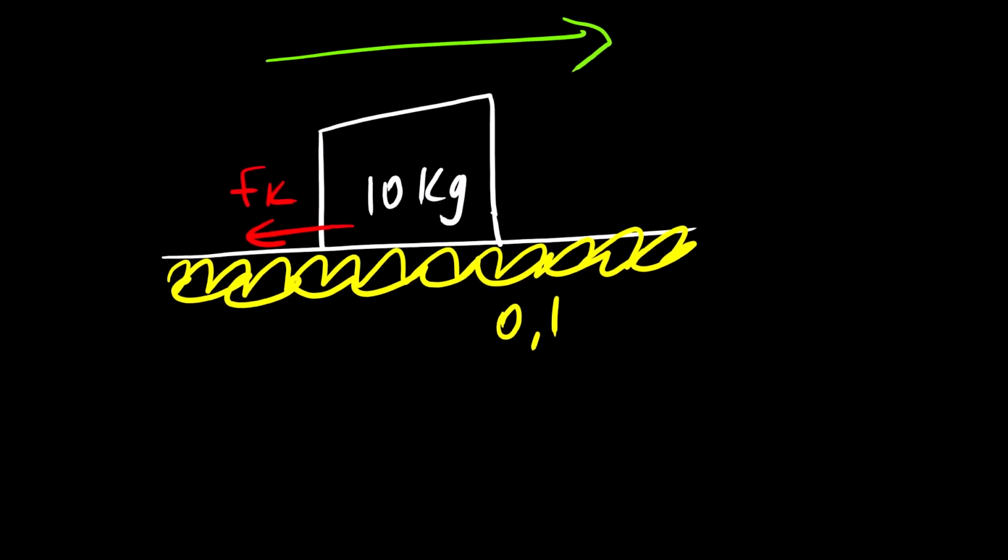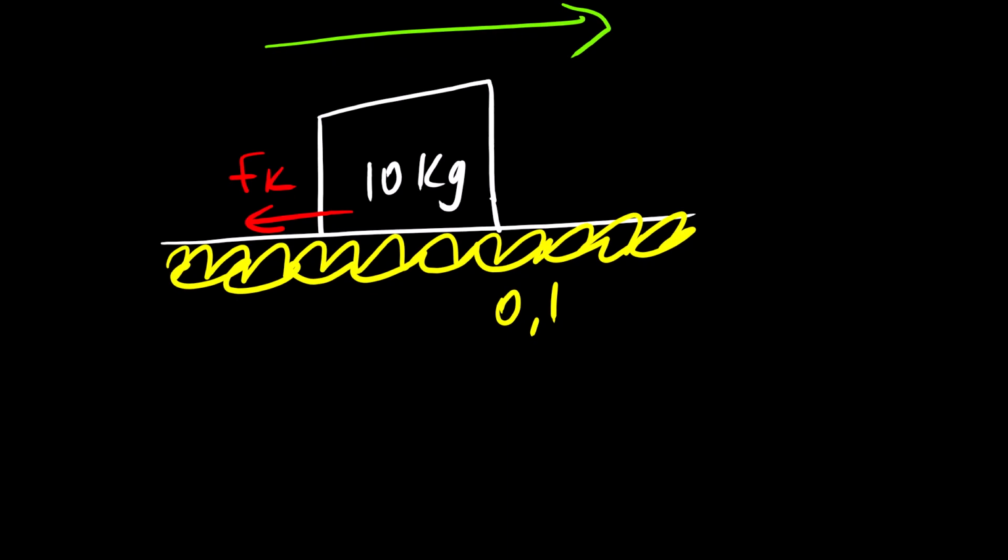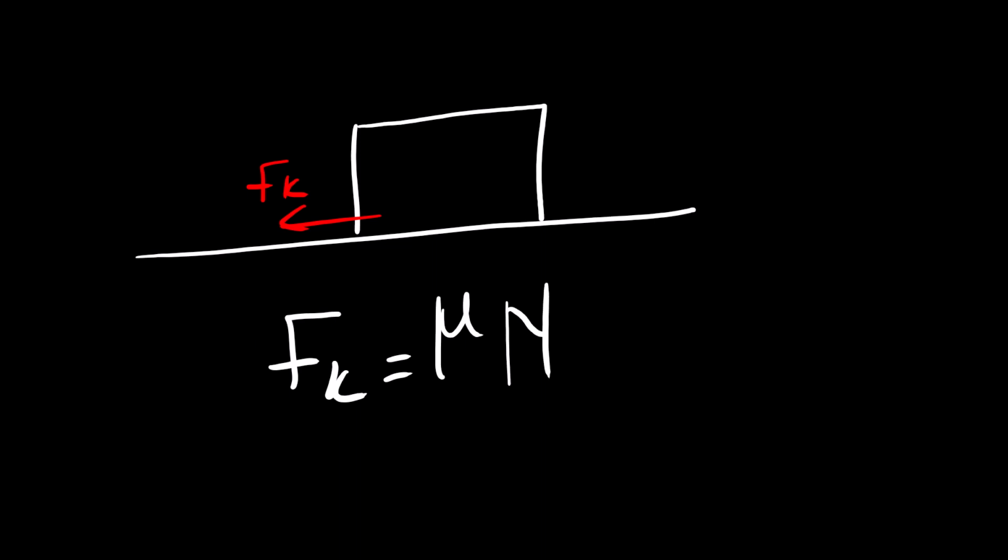Now we need to calculate. What is the equation before we go to calculation? What is the equation to calculate the kinetic frictional force when we have an object on top of a flat surface? The equation is Fk is equal to the coefficient of the surface multiplied by the normal force. The very same normal force we've been talking about.